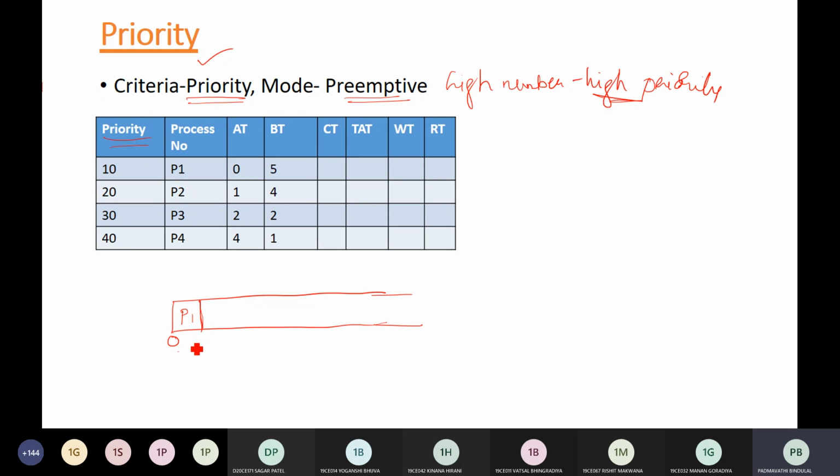So you are executing your P1 process. Again, it is preemptive, so a preemptive algorithm always goes for execution of only 1 second, unless it's round robin. So P1 you have executed for 1 second.